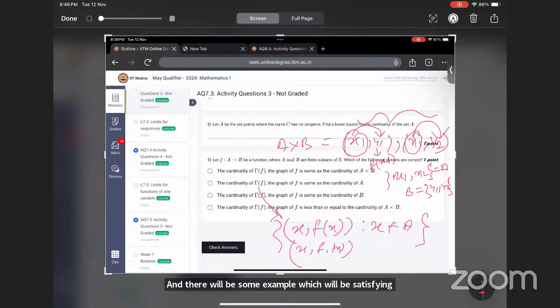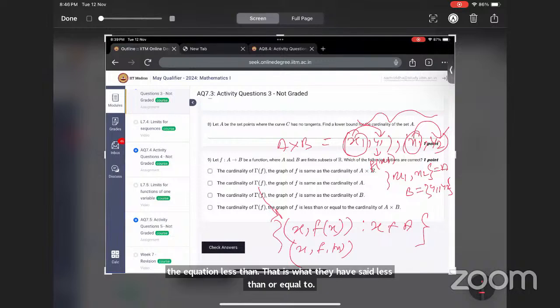Can you give me an example for the fourth option? Just take the domain and codomain, both singleton sets. Then gamma of f is equal to A cross B. A equals a single element, B equals x, suppose.